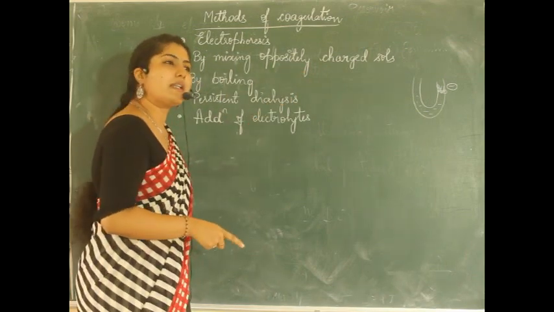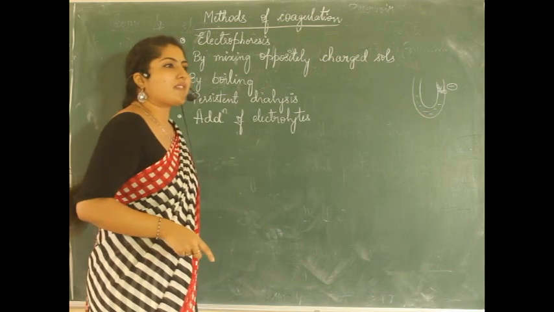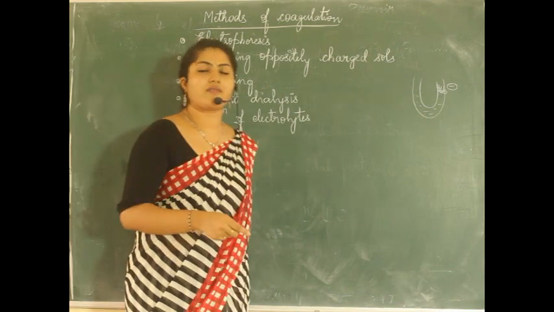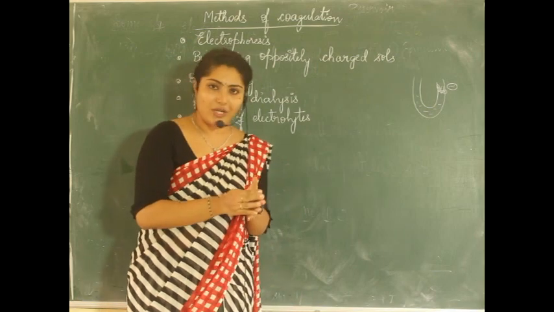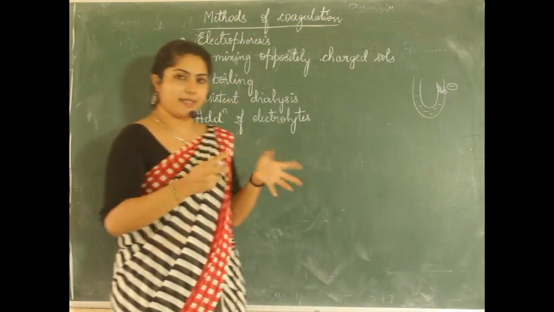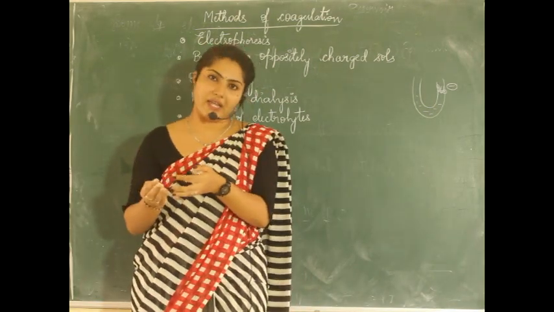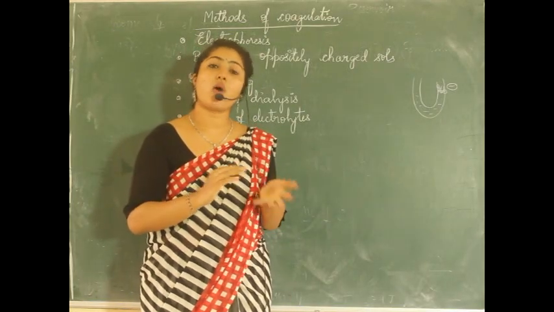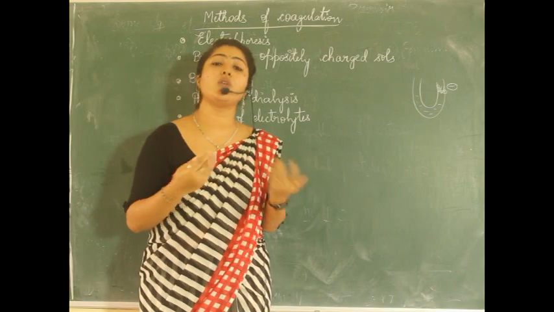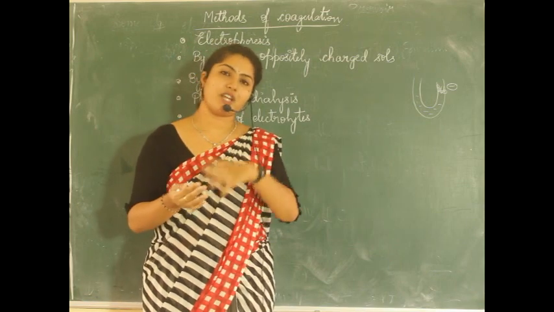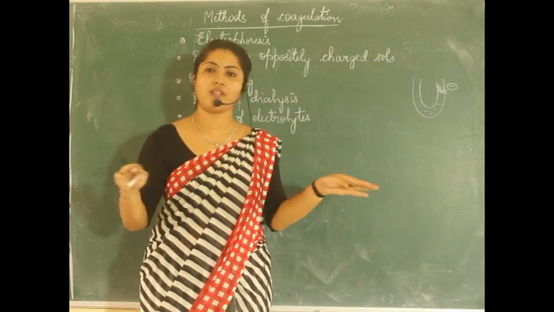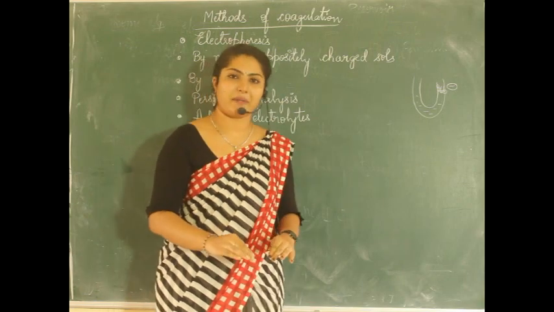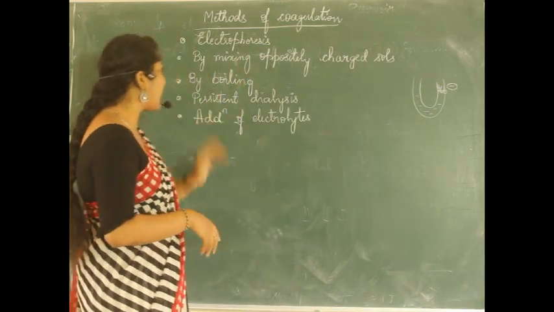The other one is by mixing oppositely charged sols. You have studied different types of sols, positively charged sol and negatively charged sol. If we mix a positively charged sol with a negatively charged one, what happens? Coagulation takes place. They get neutralized. Positive charge balances negative charge, and finally they precipitate or coagulate. That is the second method.